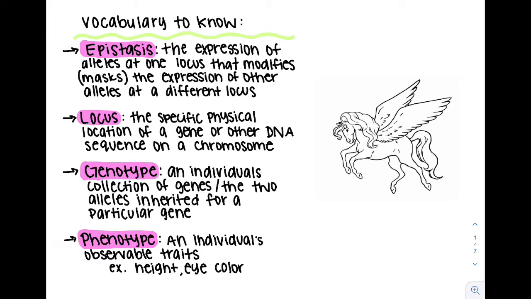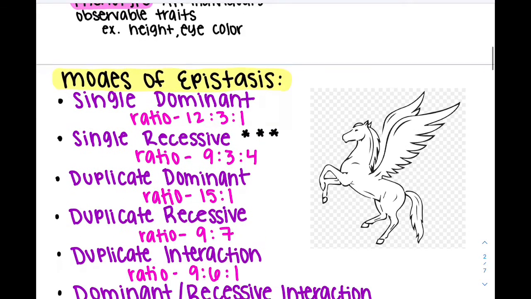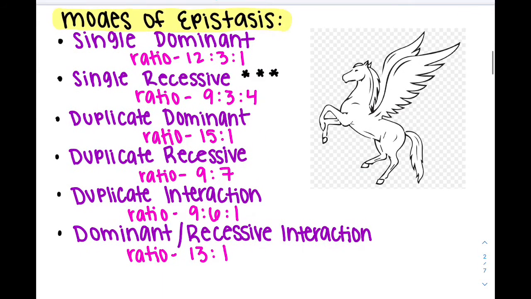And the combination of alleles that an individual possesses for a specific gene is going to be their genotype. And finally, a phenotype is an organism's observable characteristics. So examples of this would be height, eye color, feather pigmentation, things like that. There are 6 common types of epistasis gene interactions, which we can see here listed below with their ratios that we would see with a dihybrid cross.